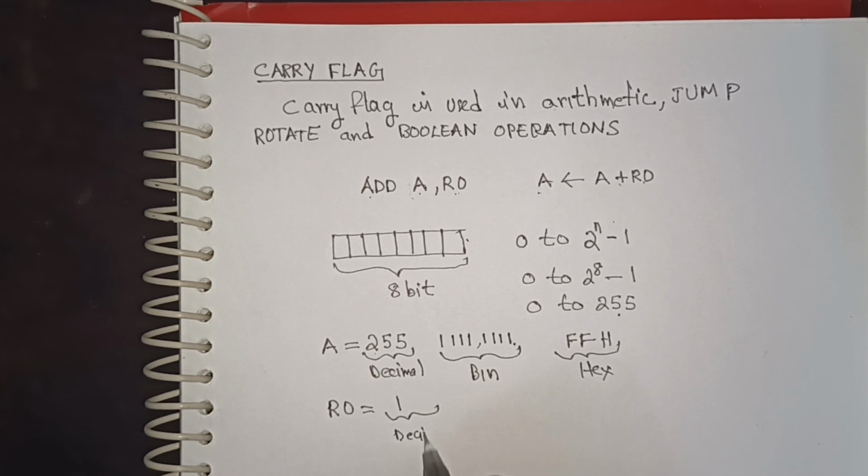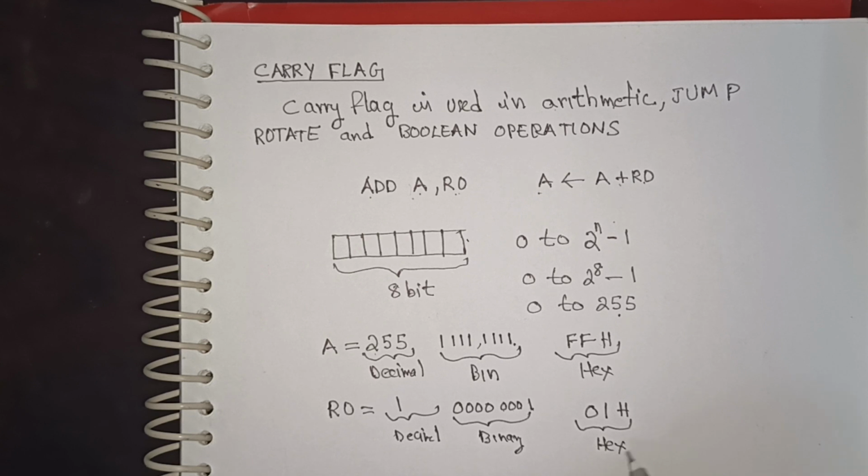This is decimal. What is the binary value of 1? The 8-bit binary value is 00000001, this is binary, and for hex, 0001 is nothing but 1, and this is 0. So 01H, this is hex.